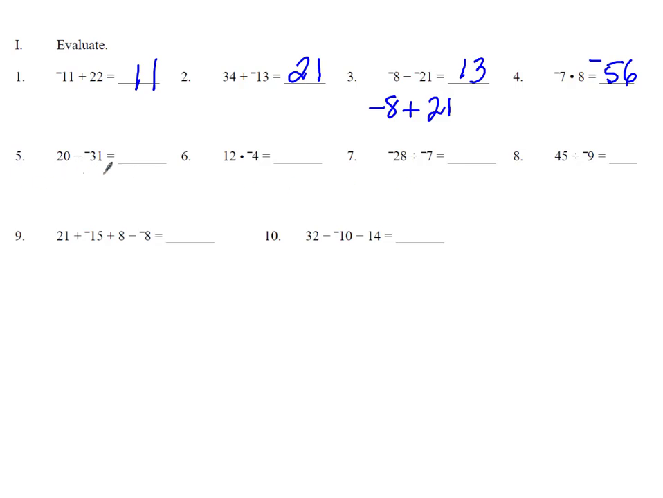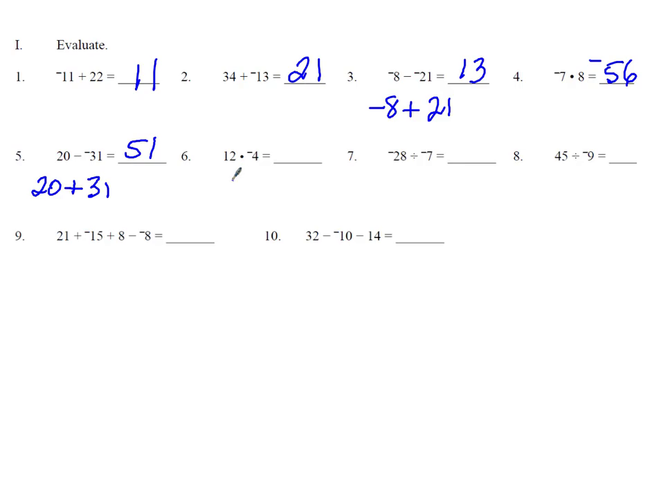Number 5, another subtraction problem. So this one, remember we LCO. So we leave the 20 alone. We change subtraction to addition. The 31 we change to a positive 31. We change it to its opposite. Now we have 20 plus 31, which gives us 51.